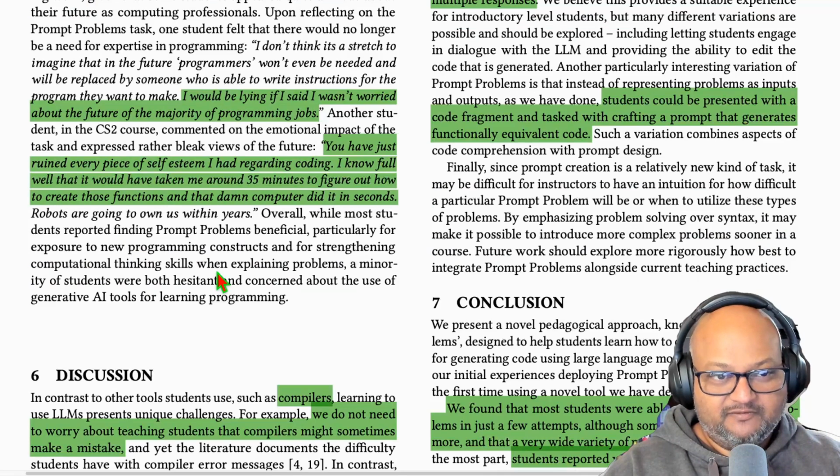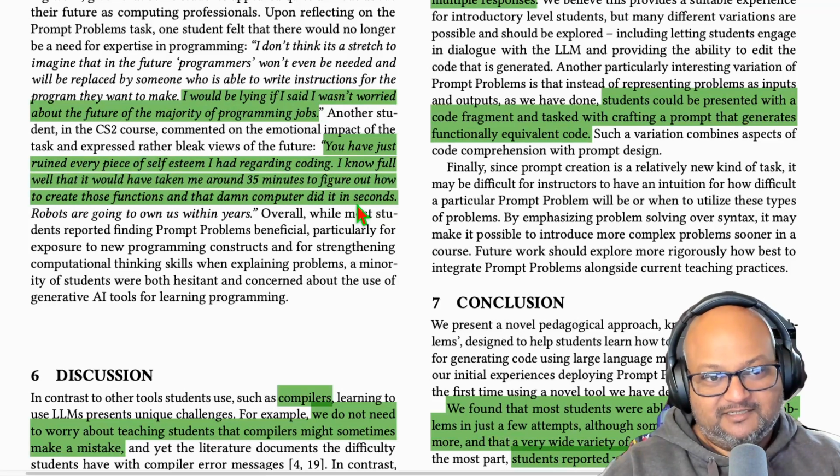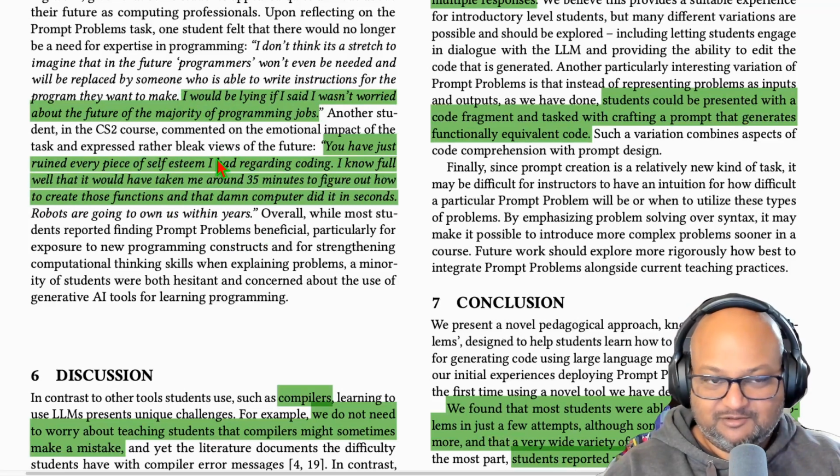A small number of negative responses were somewhat concerning. One student was worried about getting a job in programming. Another one said, "You have just ruined my self-esteem. It would have taken me 35 minutes to figure this out, and that damn computer did it in seconds." And I think this is where instructors and teachers have to explain the potential and the perils of these tools and try to steer students away from these kinds of negative outlooks.